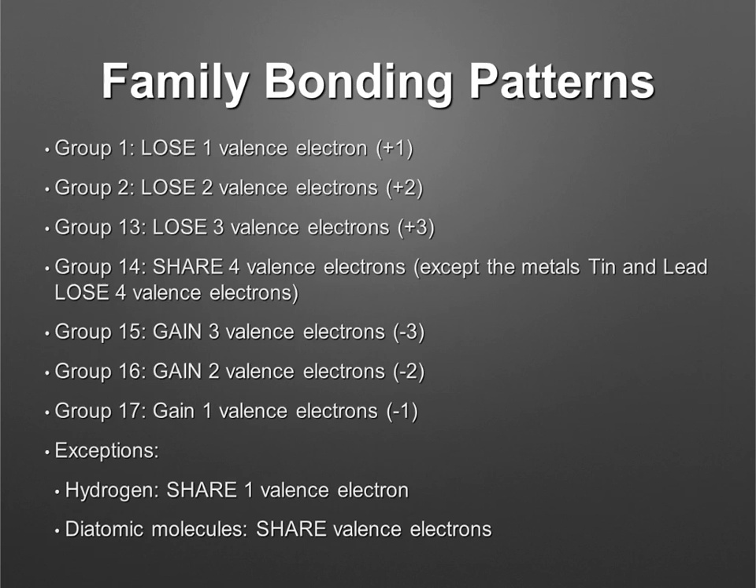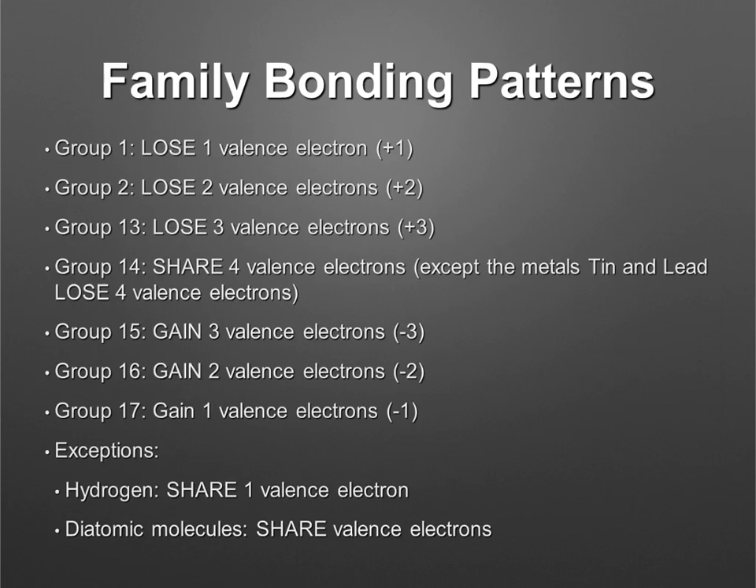So group 1 elements, the alkali metals, tend to lose 1 valence electron, which means they'll have a +1 charge if they were to become an ion. Group 2, the alkaline earth metals, lose 2 valence electrons, giving them a +2 charge. Group 13, starting with boron and working its way down, those guys are going to lose 3 valence electrons, so they'll have a +3 charge.